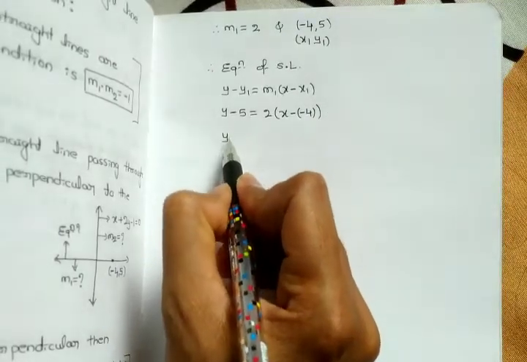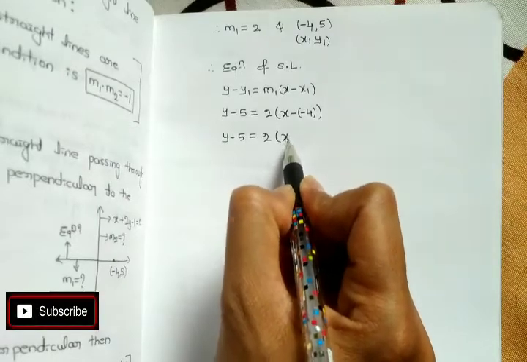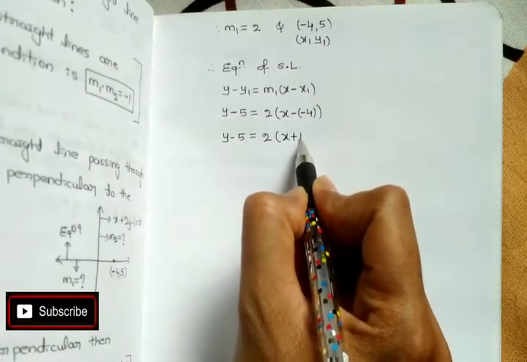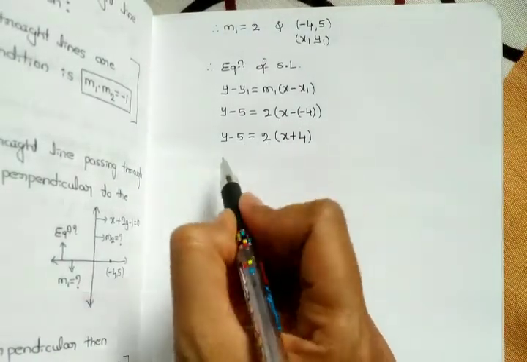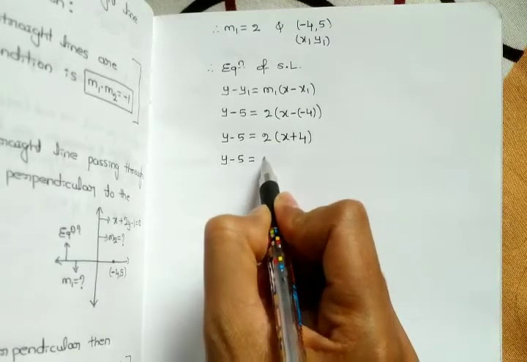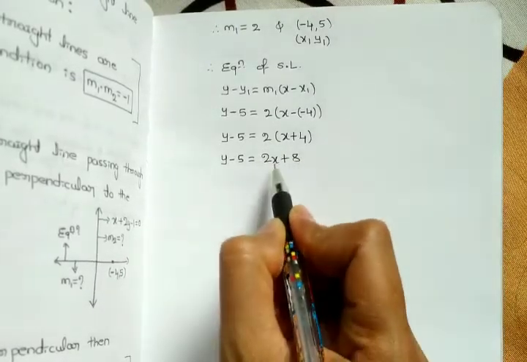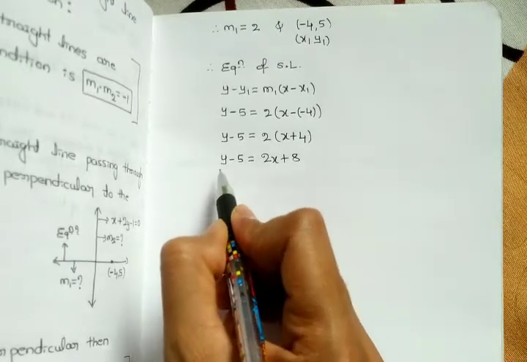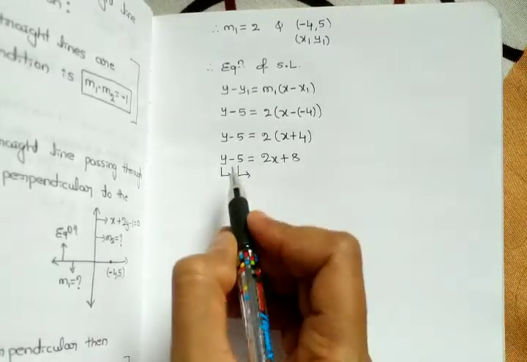Next, y minus 5, keep it as it is. 2 into x, minus into minus goes to how much here? +4. Next, open the bracket. So y minus 5 is equal to 2 into x, that is 2x. 2 into 4 is how much here? 8. X contains positive sign, so I am going to shift +y and -5 to the right hand side.